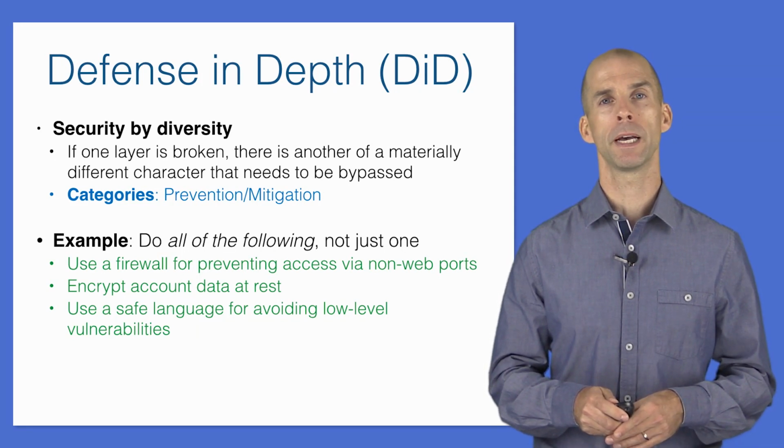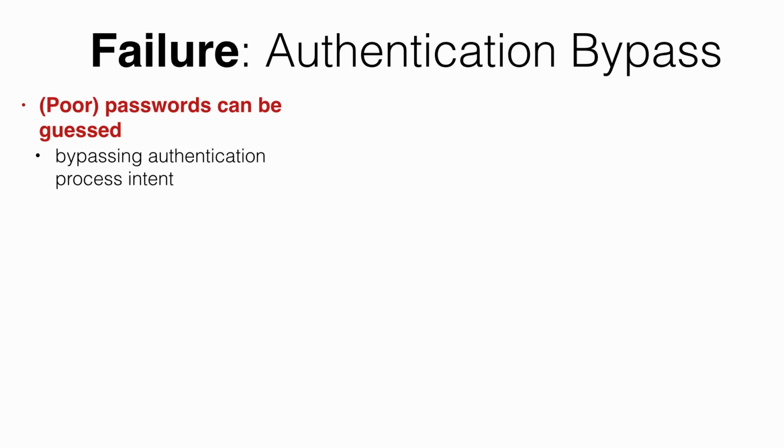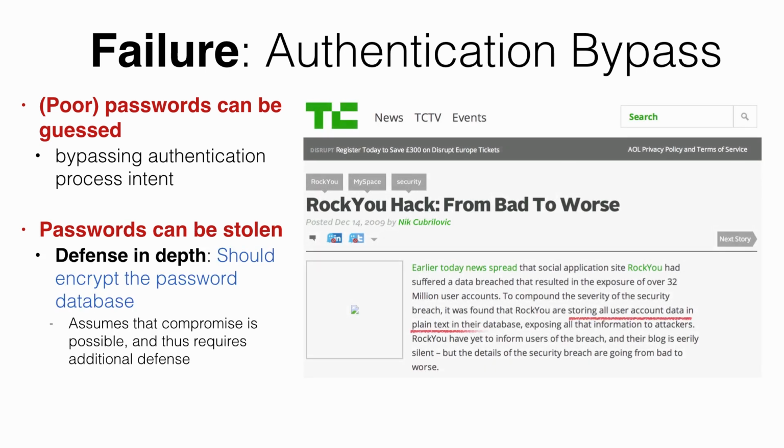the defense was bypassed. One common application of defense in depth is to the authentication process. Now we know that passwords can be chosen poorly and possibly guessed by adversaries, thereby bypassing the intent of authentication. Passwords can also be stolen. One way to defend against a stolen password is to encrypt the password database that keeps those passwords. But to do so would assume that compromise is possible.